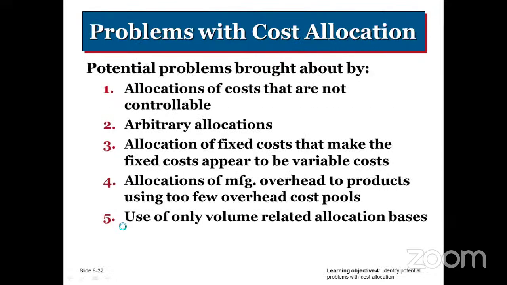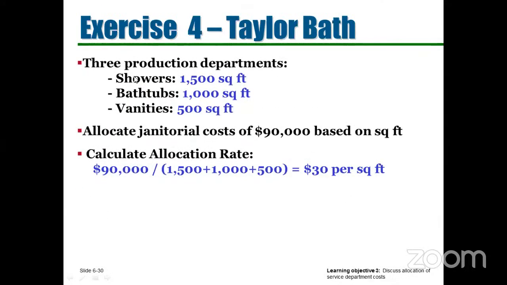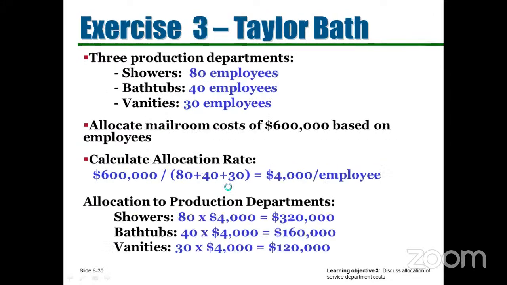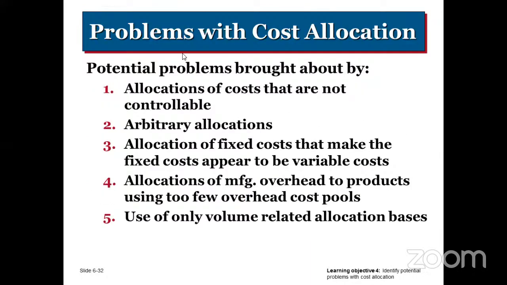Okay, now we come to the important one, which is in your assignment that you have to answer. I believe you have to write this answer in very detail later on. Problems with cost allocation. Just now we already said this method is easy to understand, even my three-year-old kid can do it, but that's the problem. Potential problems brought about by this method.